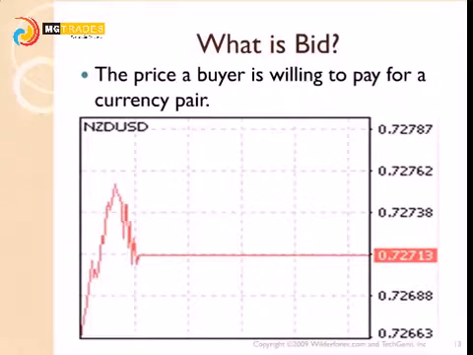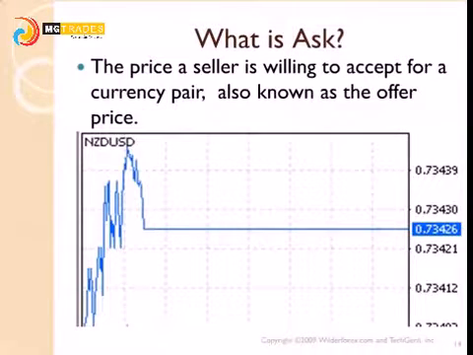What is bid? The price a buyer is willing to pay for a currency pair. For NZD USD, the bid price equals 0.72713. What is ask? The price a seller is willing to accept for a currency pair, also known as the offer price. For the NZD USD, the ask price equals 0.73426.